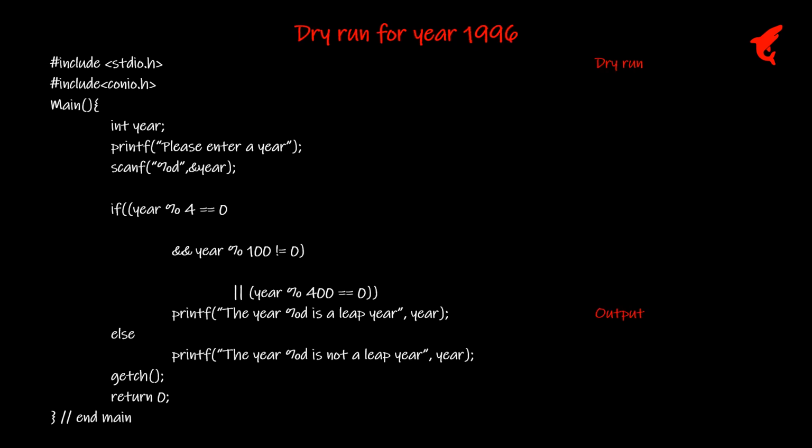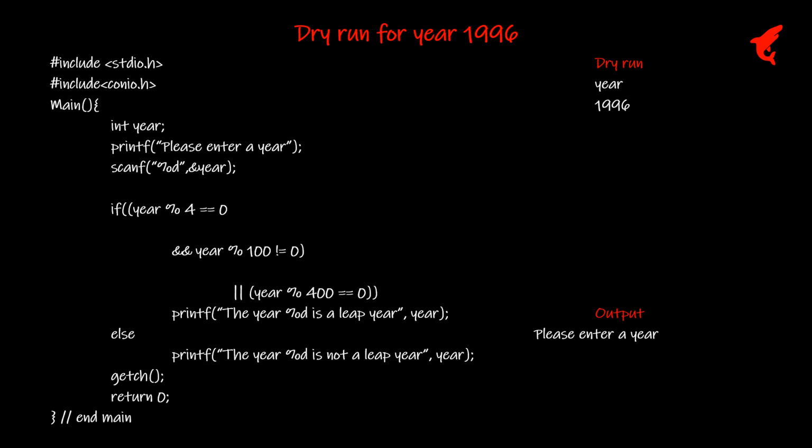Now let us do a dry run with year 1996. The program execution starts at main. The variable year is declared. The printf function is executed and output printed. The scanf function prompts the user to enter a value. Let us assume that the user enters the year 1996 here.